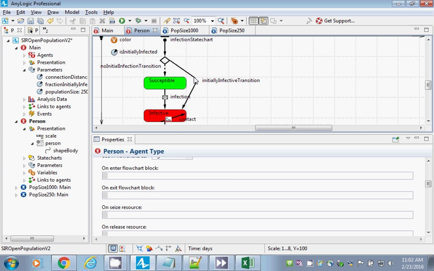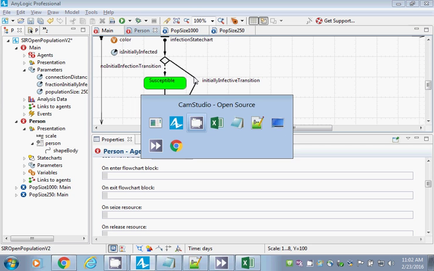Make sense? Okay. Great. So I'm going to stop.